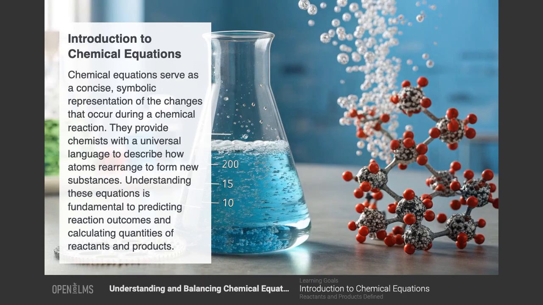Introduction to Chemical Equations. Chemical equations serve as a concise, symbolic representation of the changes that occur during a chemical reaction. They provide chemists with a universal language to describe how atoms rearrange to form new substances. Understanding these equations is fundamental to predicting reaction outcomes and calculating quantities of reactants and products.